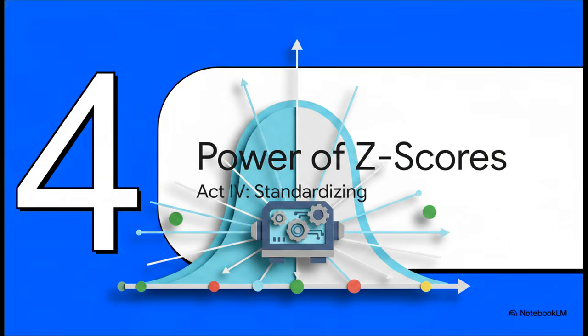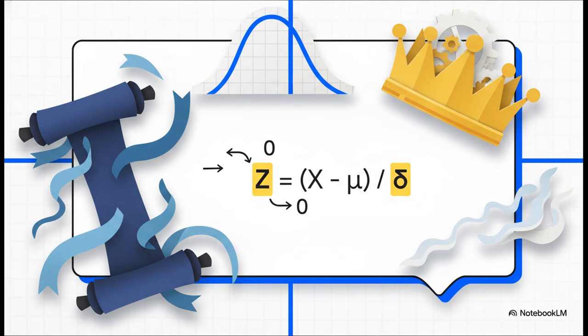Act 4, the universal translator. The power of z-scores. To reach true mastery here, we need a mathematical universal translator to standardize our data, and that is the z-score. You should treat this formula like a profound quote in the world of statistics. Z equals x minus mu divided by sigma. What this formula essentially does is shift the mean of your observation, x, to 0, and then it changes the shape of the curve to give you a standard score, z. It puts everything onto one standard scale.